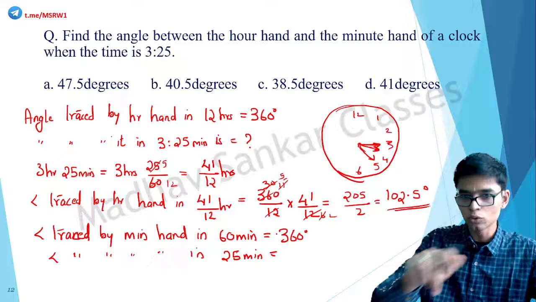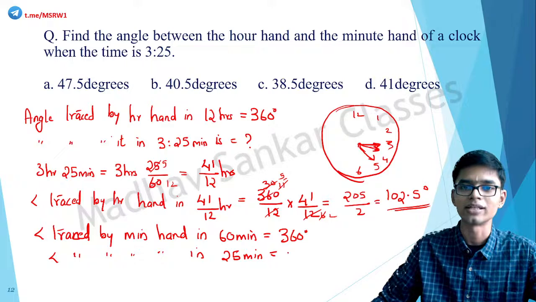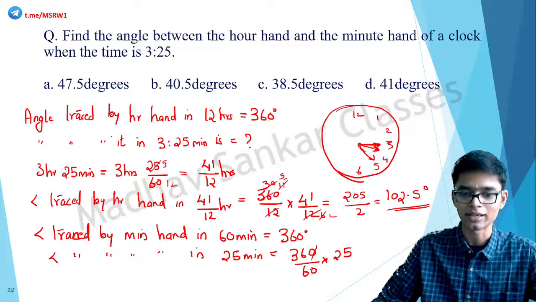The time is 3:25, correct? So the minute hand has to move 25 minutes. Okay. So what is the angle traced in 1 minute into 25 minutes? That is equal to 6 into 25, which is 150 degrees.